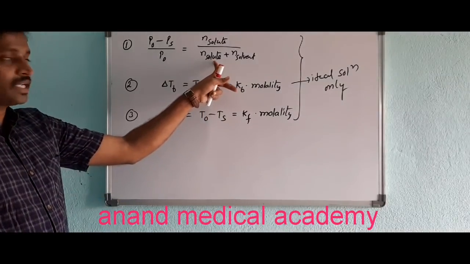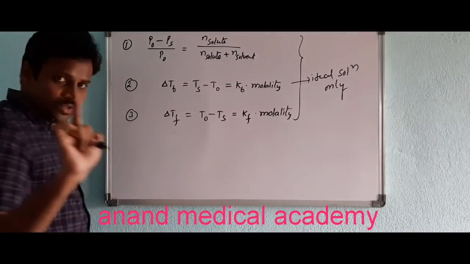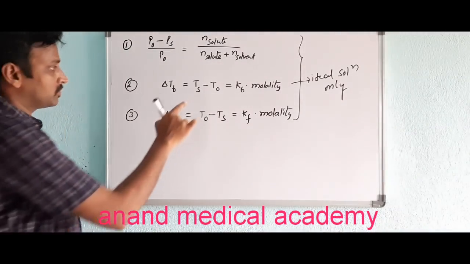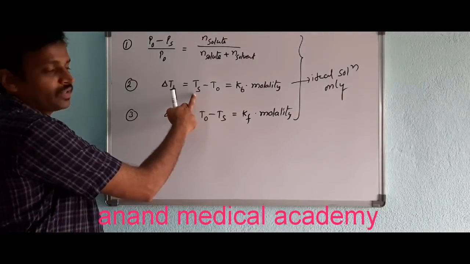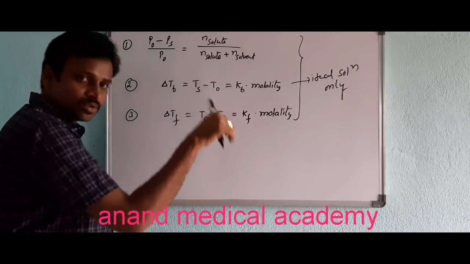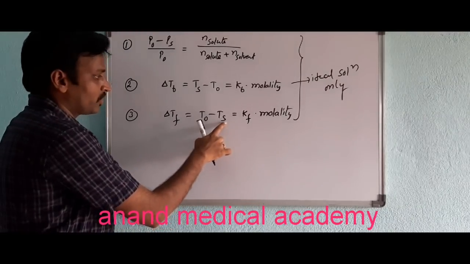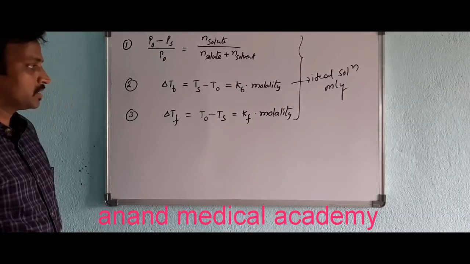For dilute solutions, it means n solute is negligible. For delta Tb, Ts minus T0, I told you. I am not saying it by heart. Boiling is difficult for a solution. That's why the boiling point of a solution is high. Freezing will be easy for a solution. So the freezing point is low for a solution. So delta Tf is equal to T0 minus Ts.